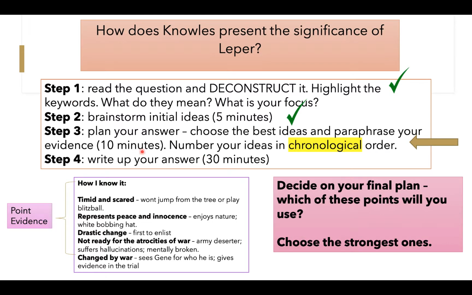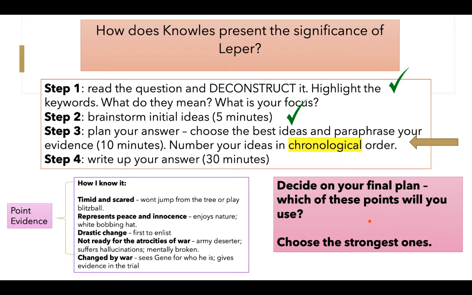Okay, so now we're on to step 3. If you've just got a range of ideas thrown down on your paper, you're going to want to start to number them in terms of chronological order. So decide on your best ones and then decide on which one is going to come first in your essay. It's much easier to start with the one that appears first in the novel as well.